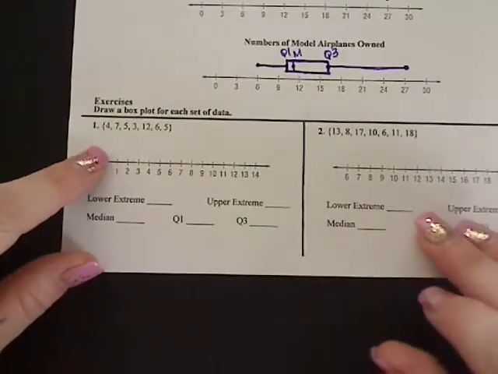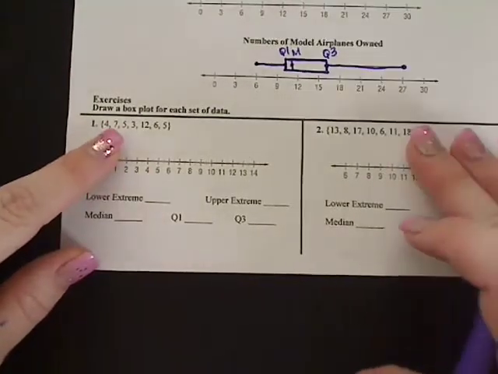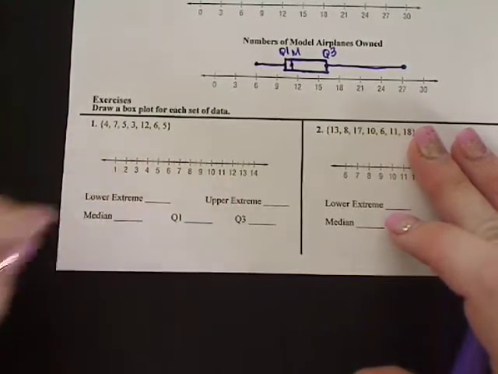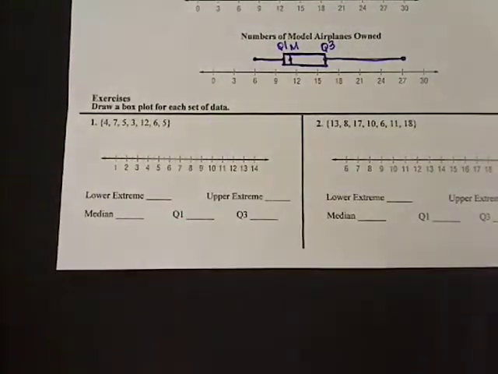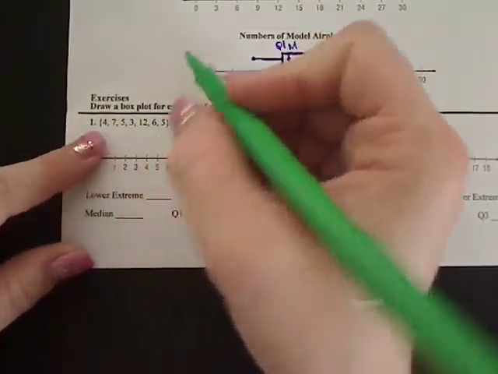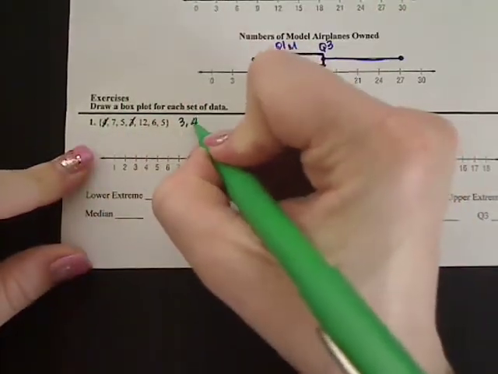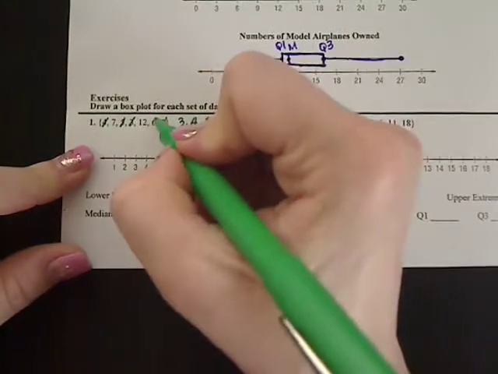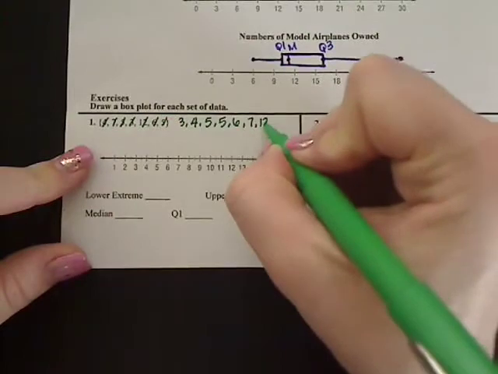So we're going to do 2 examples down here. All right, so we're going to draw a box plot for this set of data, and we're going to draw one for this set of data. So remember, in order to draw a box plot, we need to know the lower and upper extremes, the median, and Q1 and Q3. So first and foremost, we are going to put our numbers in order from least to greatest. So it looks like I start with 3, then 4, then 5, then there's another 5, a 6, 7, and 12.